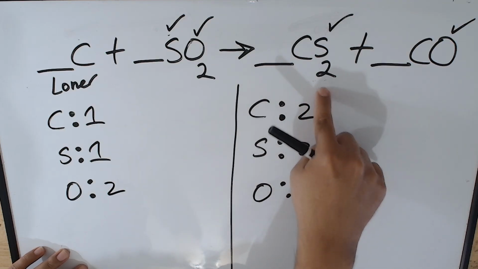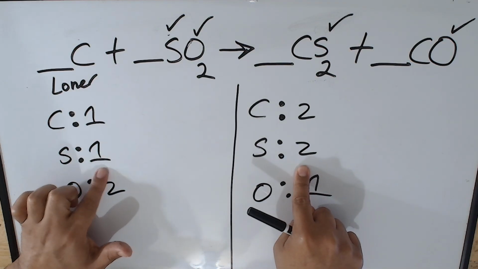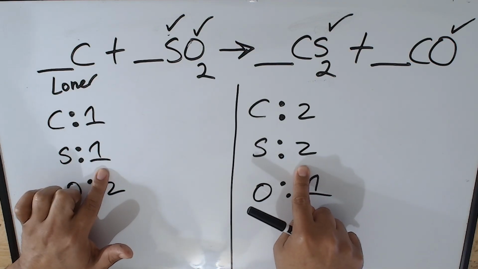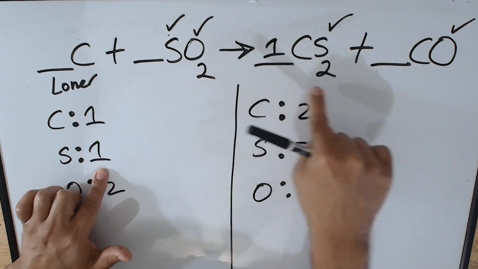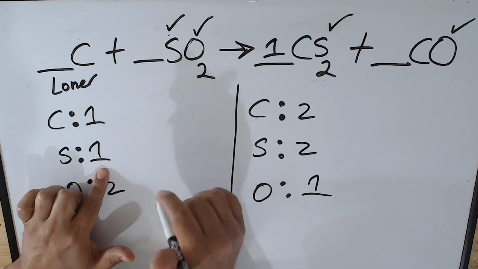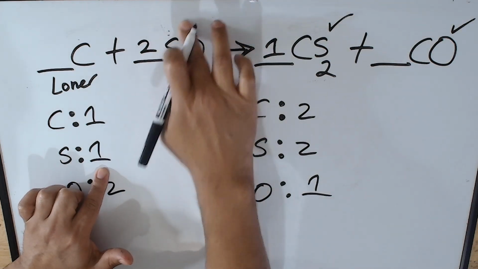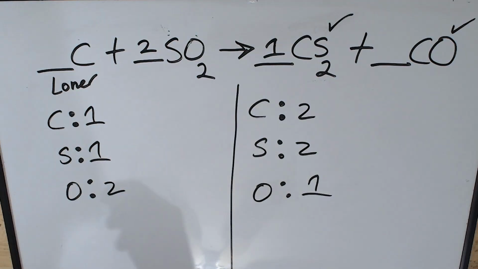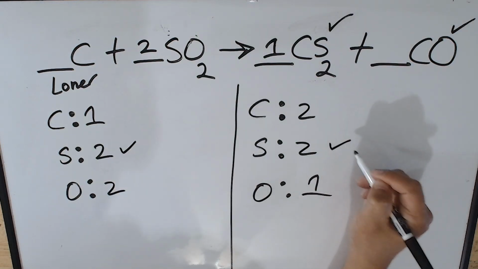So I have 2. Notice that I have 2 atoms of sulfur, and I have 1 over here of sulfur. So what I'm going to do, I'm going to lock this in with a 1. So 1 times 2 gives me 2. So I need to have 2 over here. And I'm going to write a coefficient of 2. And now that I have done that, I have 2 and 2.